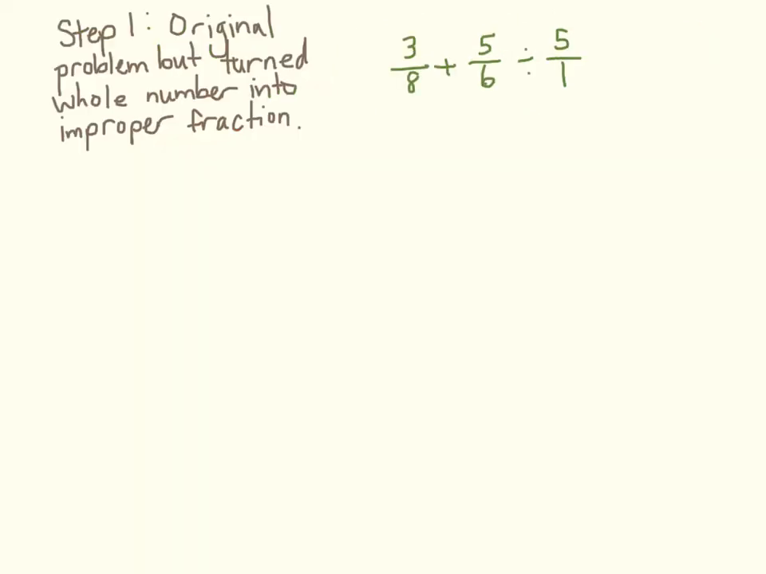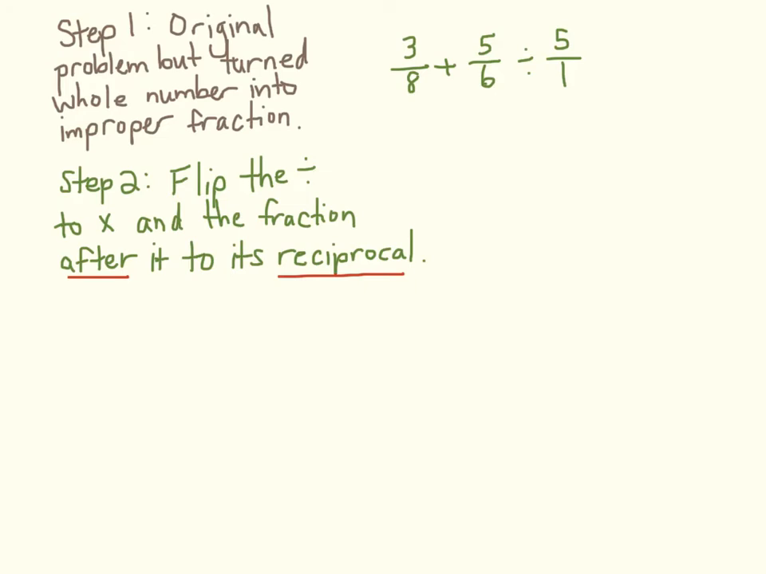So for the first step, we're going to just rewrite that original problem, but we will take this opportunity to turn that whole number 5 into an improper fraction by putting it over 1. So for step 2, we're going to flip the division to a multiplication here, and we're going to flip the fraction right after that division to its reciprocal.